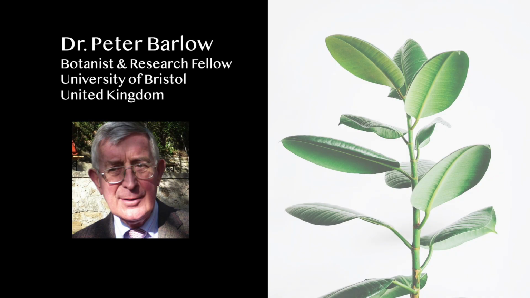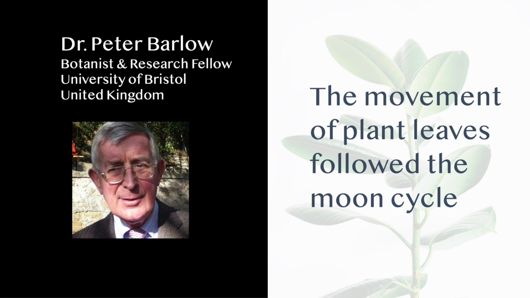But the leaves of plants grown in the dark also rise and fall, which hints that something else may be causing this. Peter Barlow of the University of Bristol studied the leaf movement of beans and other plants in relationship with the moon's gravity. He observed that the movement of the leaves followed the moon cycle.